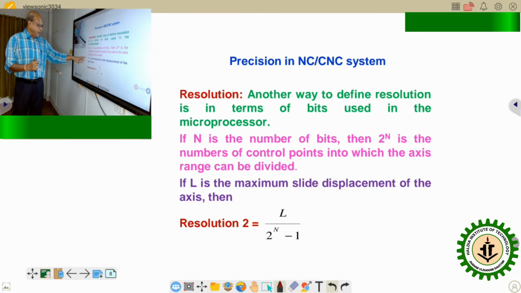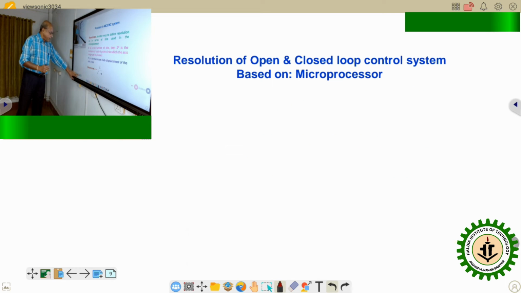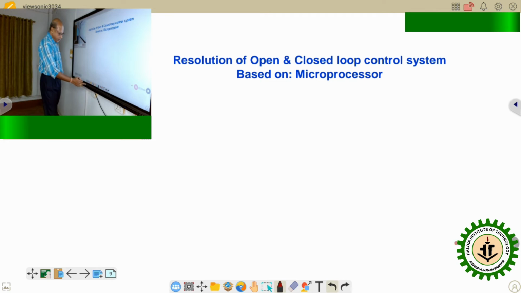Okay, and if n is the maximum displacement of the axis, then the second way to define resolution, which I have identified as resolution 2, will be equal to n by (2 to the power n minus 1). Okay, be careful, this 1 is not subtracted in the power. You calculate the value of 2 to the power n, then subtract 1. Okay, for better understanding, come to this one.